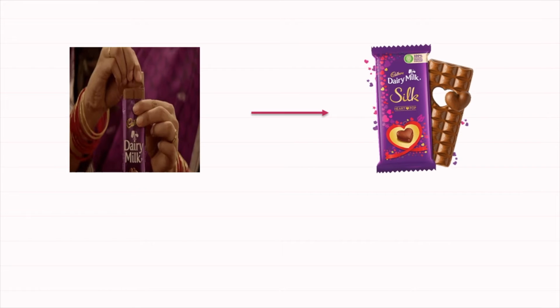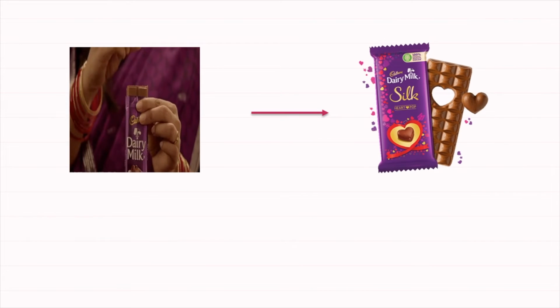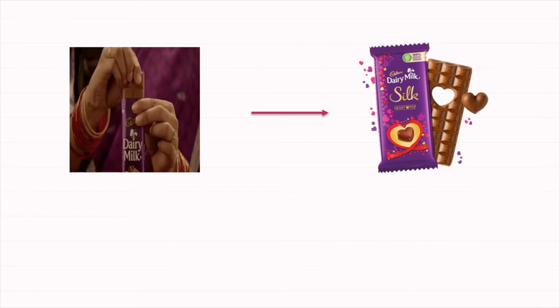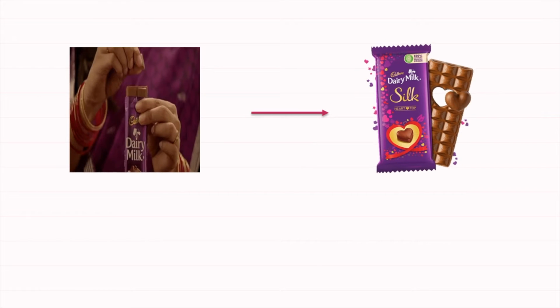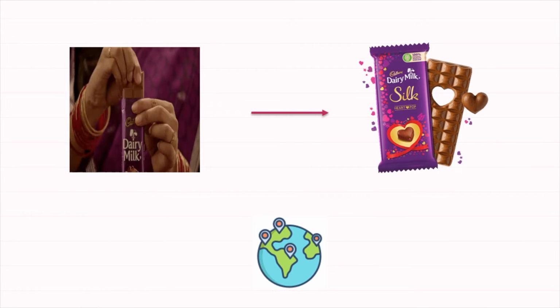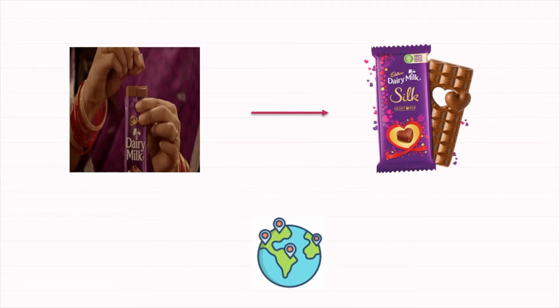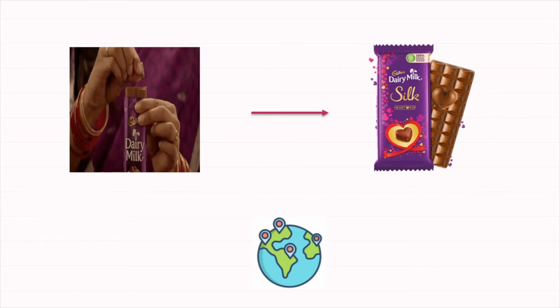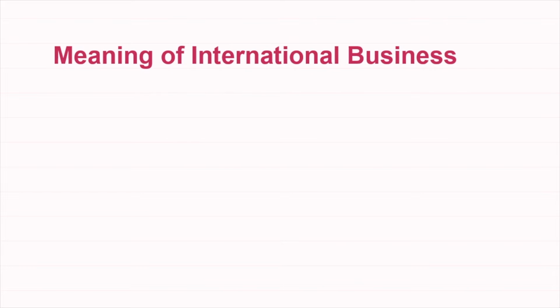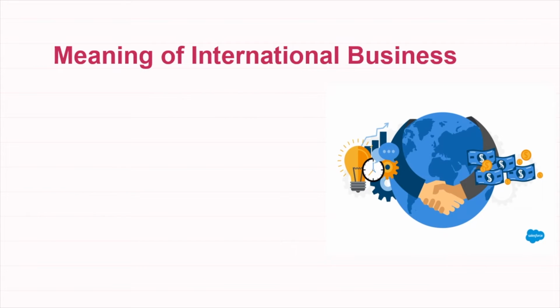But have you ever wondered that if Cadbury is a British brand, then how it has landed in India and became very famous here? It's because there is a tie-up between the two countries, UK and India, and because of this bond, the products of UK are sold here in India. And this type of concept is known as international business. Yes, today we are going to talk about international business. So, let's proceed on to know what actually is international business.